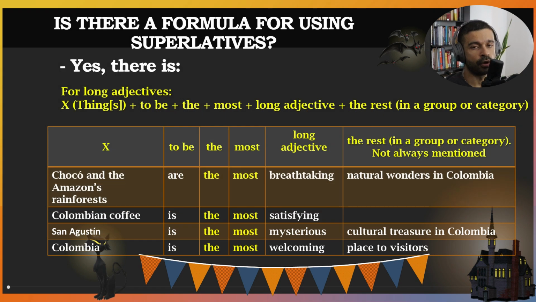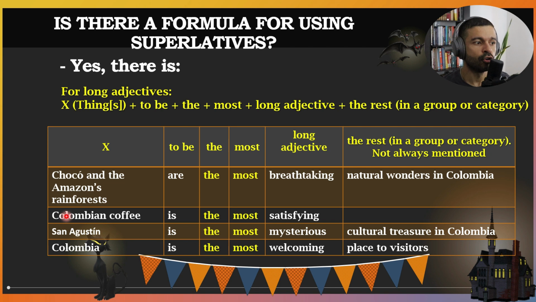What happens for long adjectives? We still keep the word the, but here when we have a long adjective, we add an extra word and it's the word most. For comparatives, that word was more, if you remember. Then we leave the adjective as such. We don't add any suffix to this adjective whatsoever. And then the rest in a group or category. Remember that this group or category is not necessary to mention all the time.